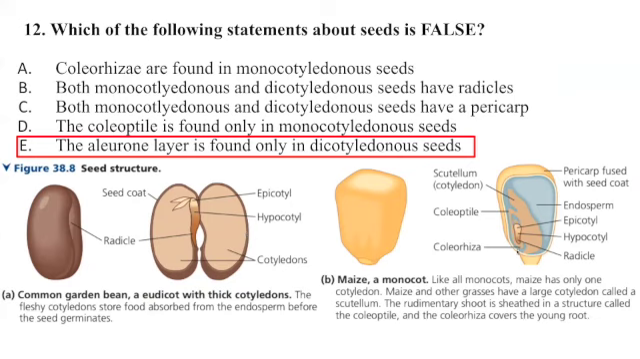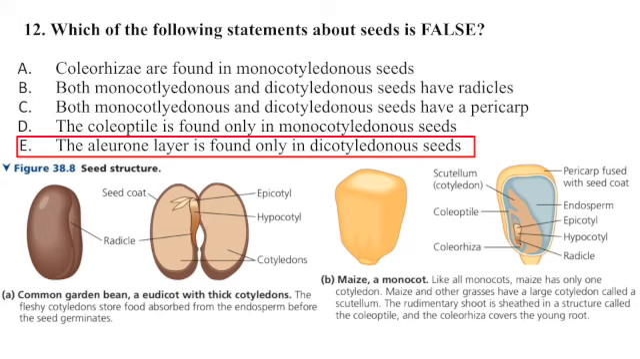Coleorhizae are found in monocotyledonous plants. So that's true. And here's the figure from chapter 38 in Campbell, figure 38.8. B, both monocots and dicots have radicles. Yes, that's true. They're very similar, right? So here's your radicle in this one. Here it is in this one.